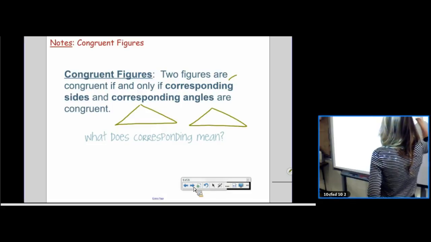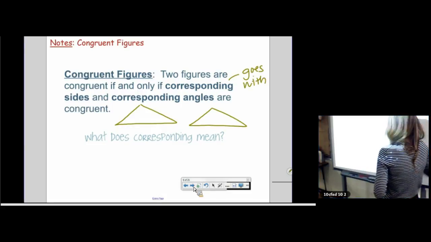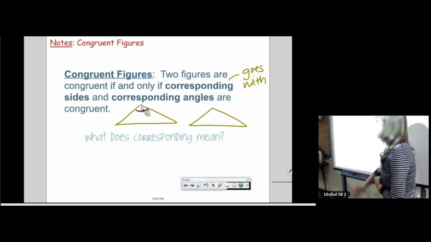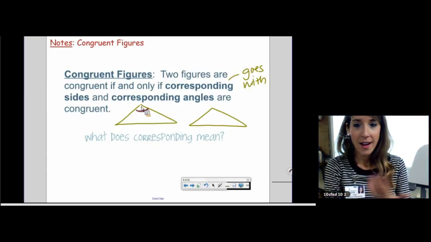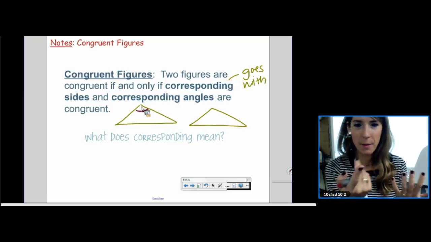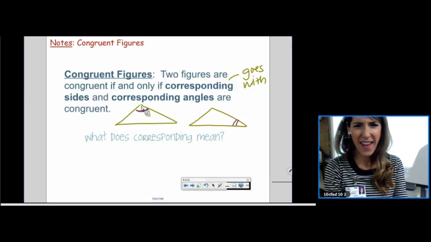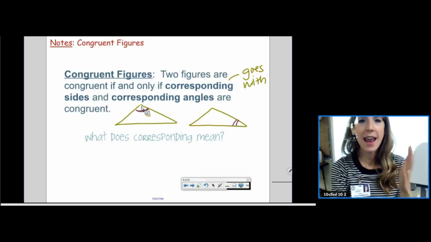So corresponding kind of means goes with. If I were measuring these and I were trying to figure out if these were congruent, if I measured that angle right there, what angle would I compare it to? I'd compare it to the one it corresponds with, to the one that goes with. I wouldn't compare that angle and measure it against that angle right there because that's not its corresponding angle. So the corresponding angle is the angle that it matches up with in the other figure.